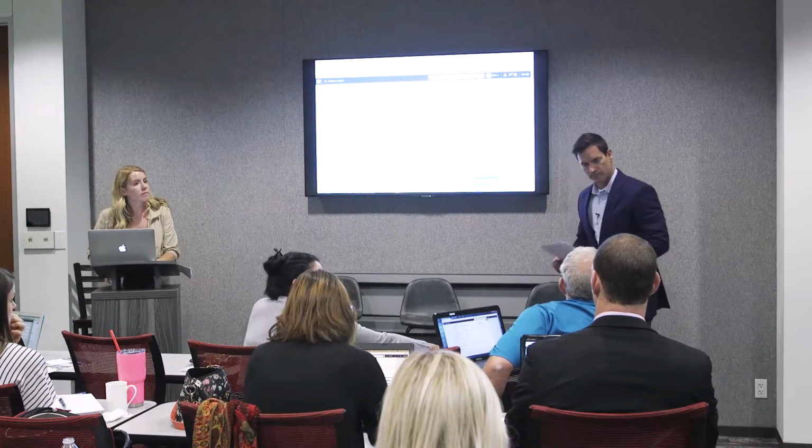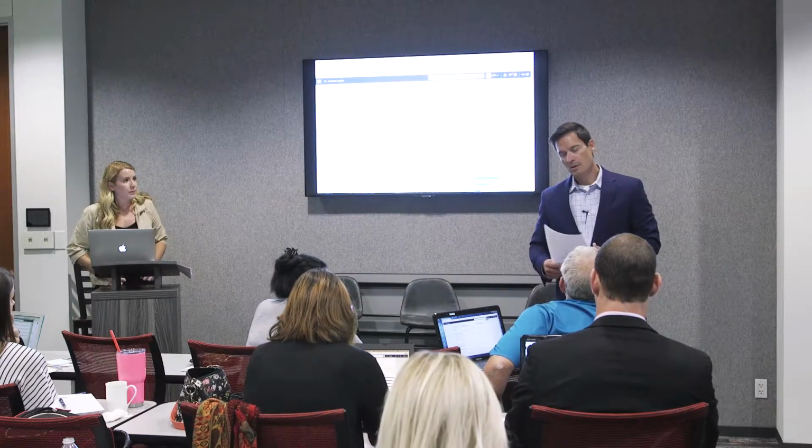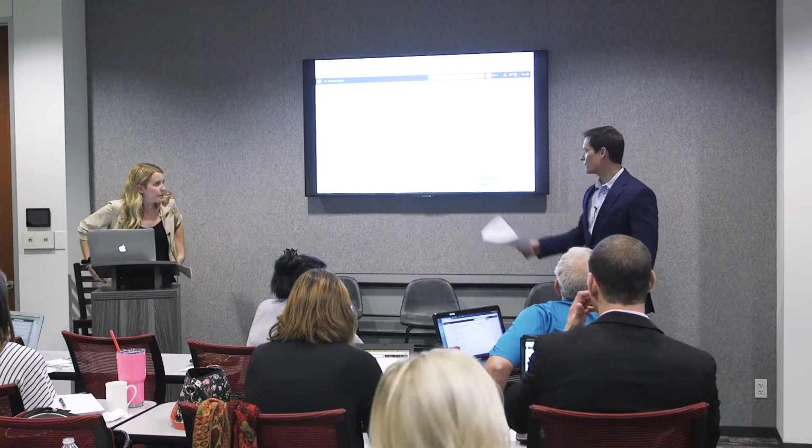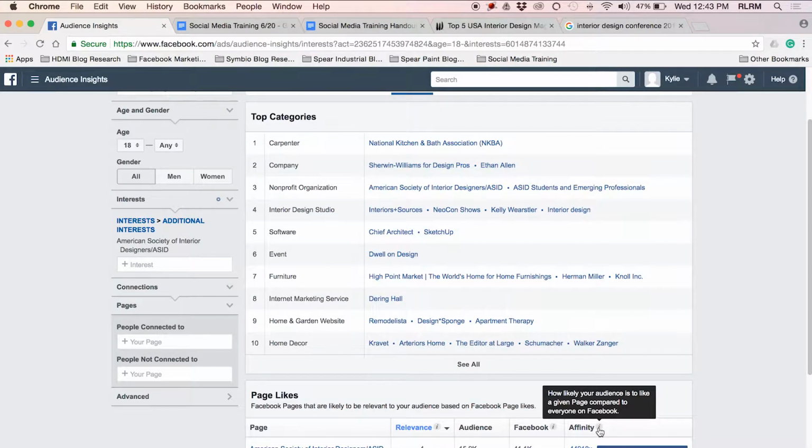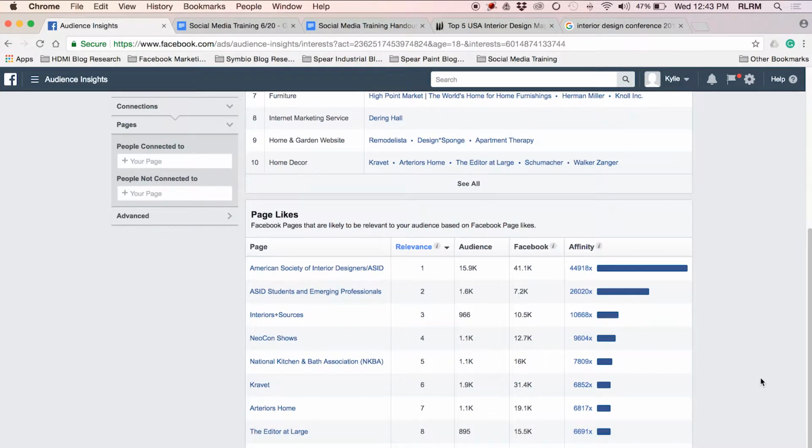One more time, definitive means what? Okay, so the technical definition, hover over it, is the likelihood that people who are interested in the American Society of Interior Designers, or ASID, are going to be interested in these. So scroll down a little bit. Like Cravat, which is one of my suppliers, they're 6,852 times more likely to be interested in things that have a common affinity with ASID.